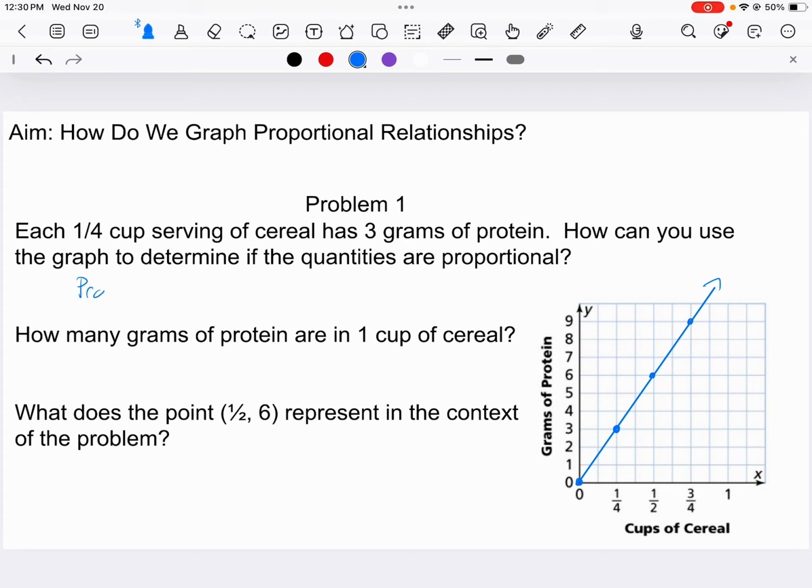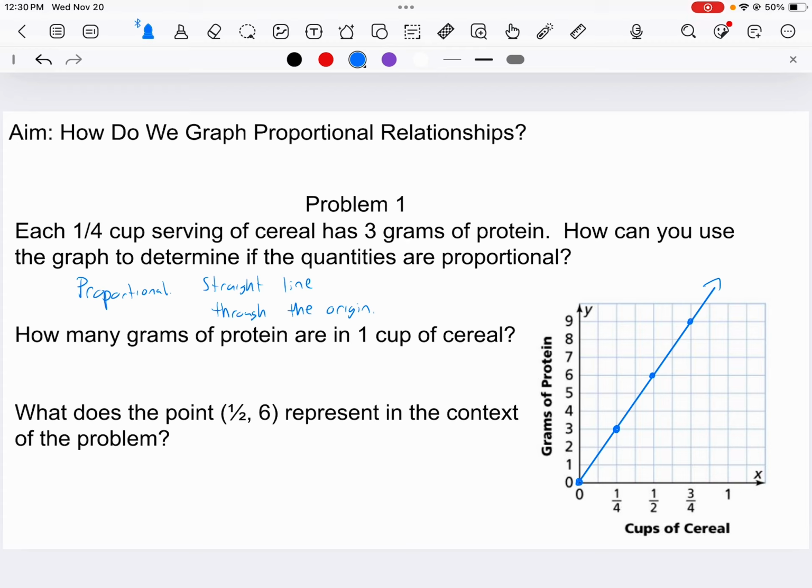When I connect these points, it's a straight line, and it starts at the origin. So we would say that this relationship is proportional because it's a straight line through the origin.